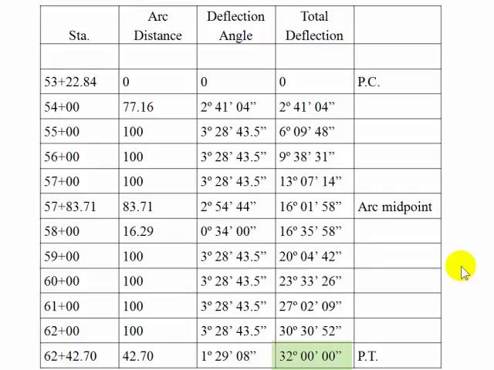Well, that makes sense because that is delta over 2 in our case. Remember that delta was 64 degrees. Well, the total deflection from the PI to the PT is half of the delta angle. So that would be half of 64 degrees, or 32 degrees in this case. So this confirms that our computations have been done correctly so far.